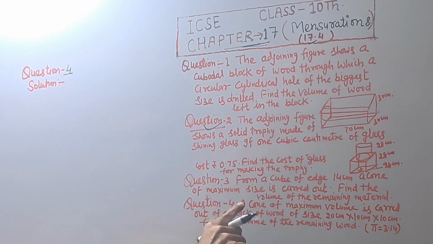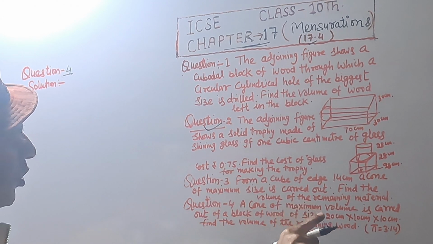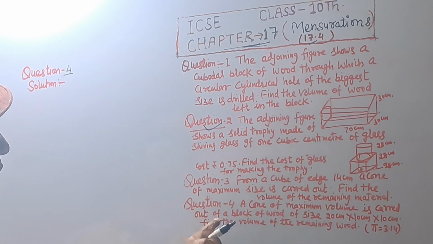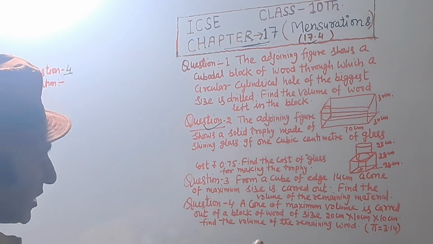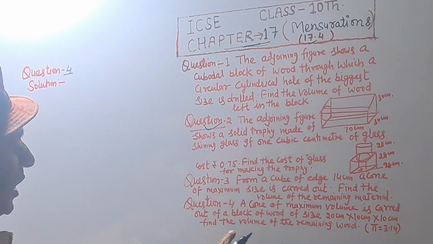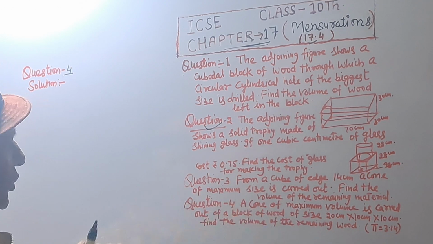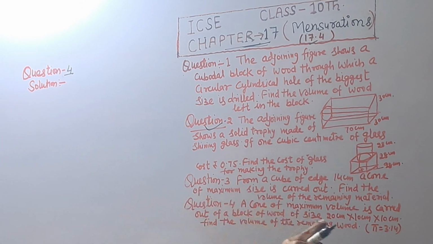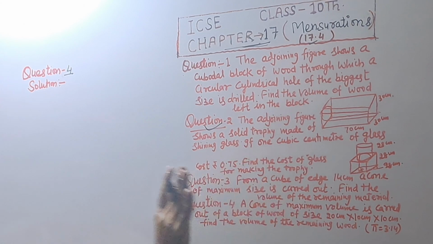Question number 4. A cone of maximum volume is carved out of a block of wood of size 20 centimeter, 10 centimeter and 10 centimeter. Find the volume of the remaining wood. Take pi equal to 3.14.